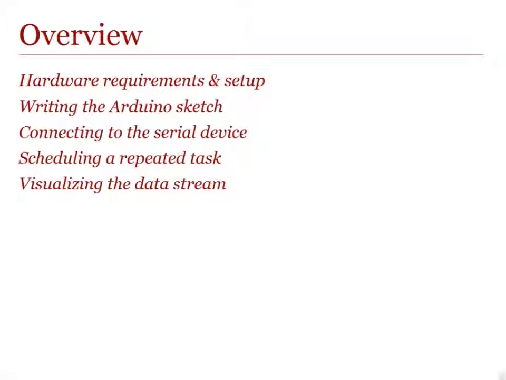The first step is the hardware requirements and setup. Once that's set up, we need to write an Arduino sketch which reads from the analog input and writes to the serial device. The next step is to set up a connection to the serial device from the Wolfram Language. We then need to repeatedly read from this serial device, and we do that by scheduling a repeated task. And finally, we'll be using a function called AngularGauge in the Wolfram Language to visualize the data stream as you manipulate the potentiometer.